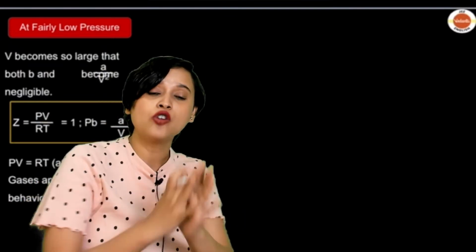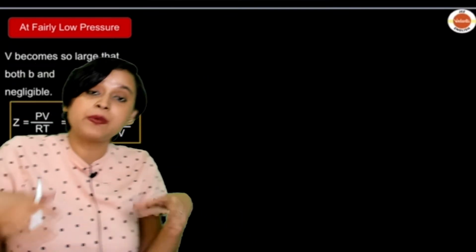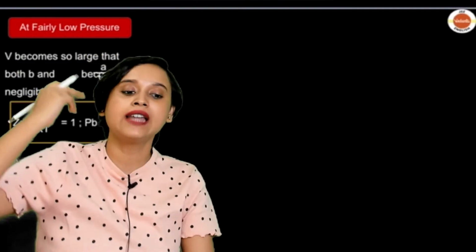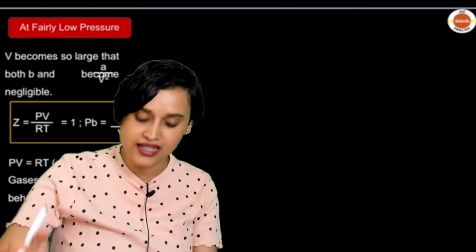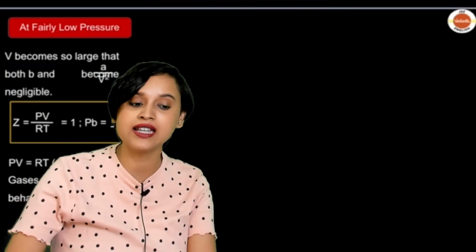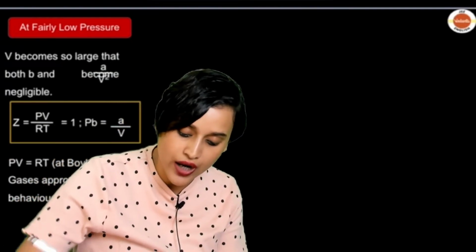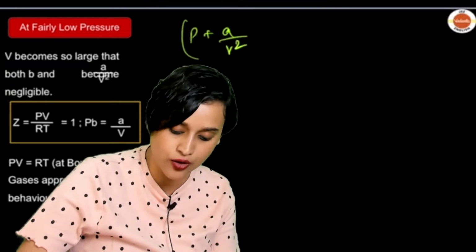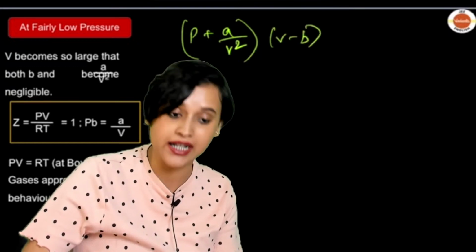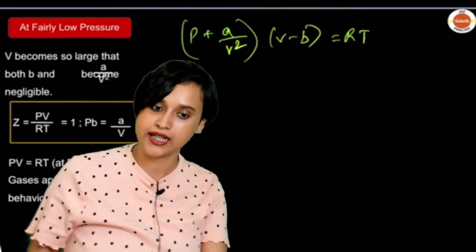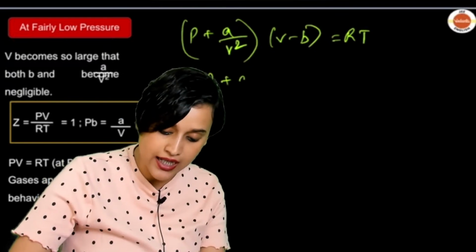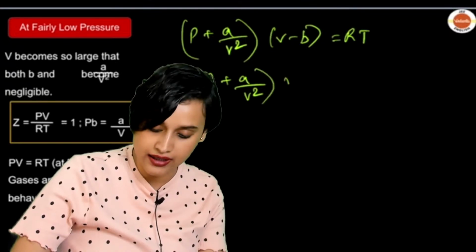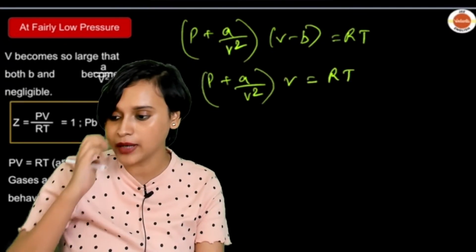What if right now the pressure is very low? If the pressure is very low, once again my volume becomes so large that I can again say that B is negligible, isn't it? So writing the same formula, everybody, what will I have? I will have P plus A by V square multiplied with V minus B is equal to RT, right? But I can also write it as P plus A by V square, and then here I can write it as V is equal to RT. Am I right? Yes.